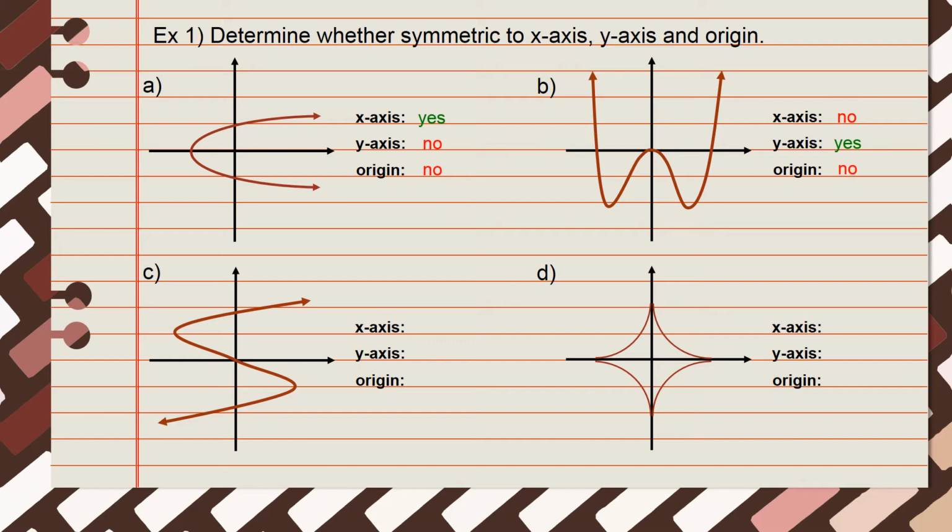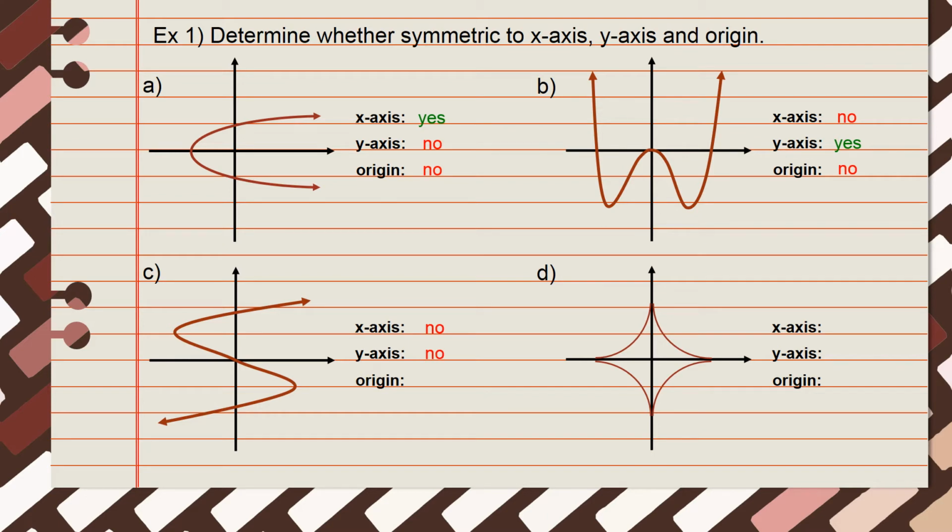No. So it is not symmetric to the origin. For C, we have a graph that looks kind of like an S. Now, to determine if it's symmetric to the x-axis, is this a reflection as if looking into a lake or a pond? Do we see the same thing above the x-axis as we see below? No. Now, is this symmetric to the y-axis?